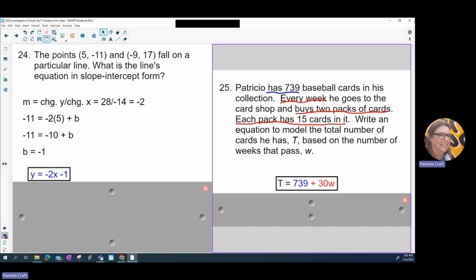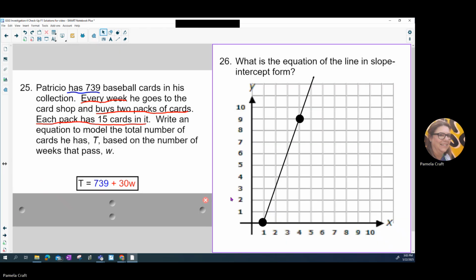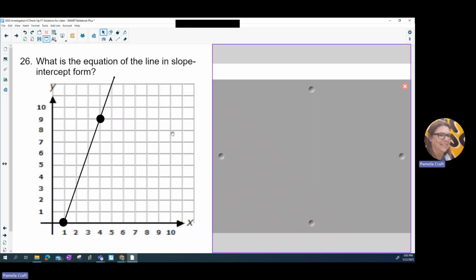And finally, we have a graph, and we need to find the equation of this line. So we have a point here at 1, 0. And then we have another point at 4, 9. So I'm going to use that information to find my slope. And then I'm going to use my slope and one of my points, just like I did back in the beginning of this, to find that y-intercept, because I can't see it on the graph. I can't see where it's crossing.